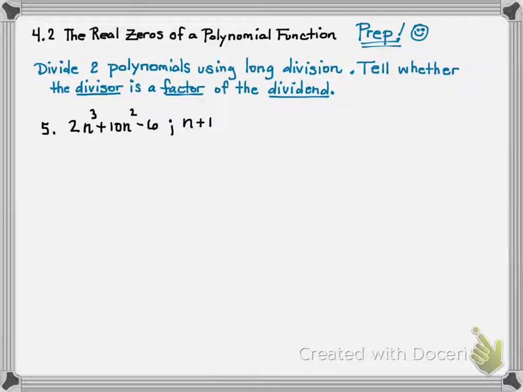All right, number 5, we have 2n cubed plus 10n squared minus 6, and we're seeing if n plus 1 is a factor of the dividend. All right, so let's get rolling here. I got my n plus 1. I got my division bar. Now inside's a little bit different this time.